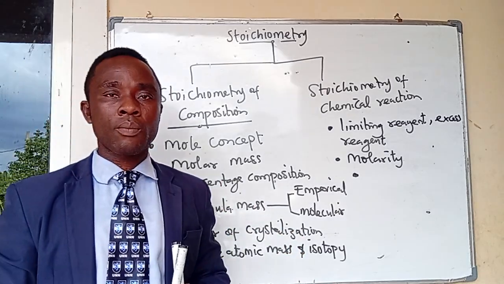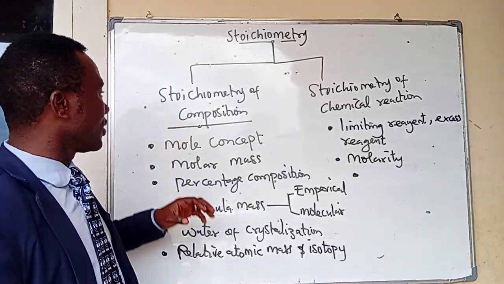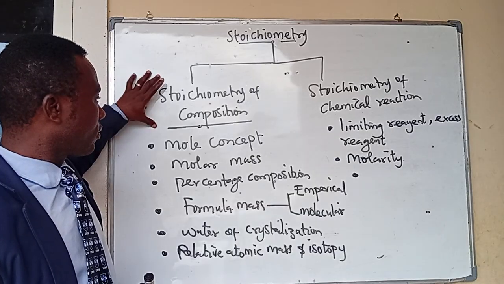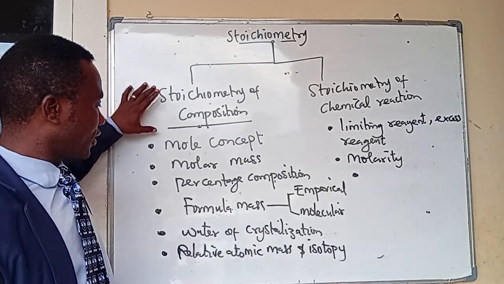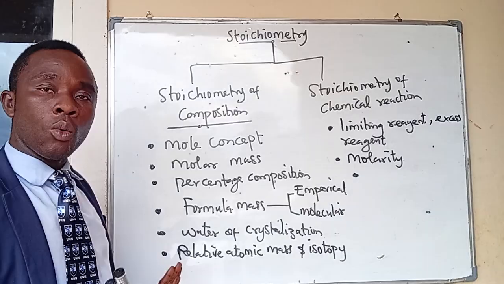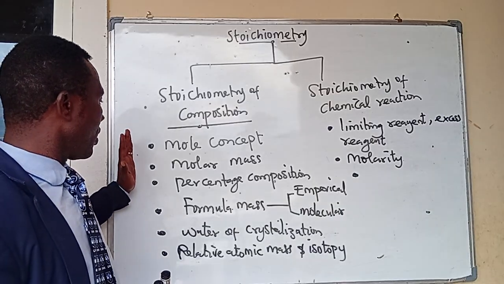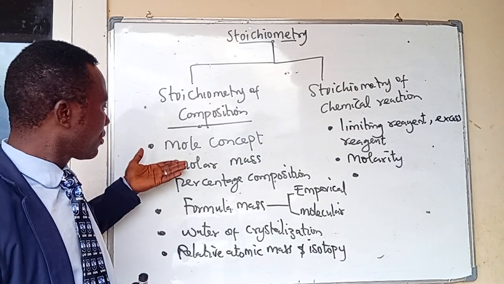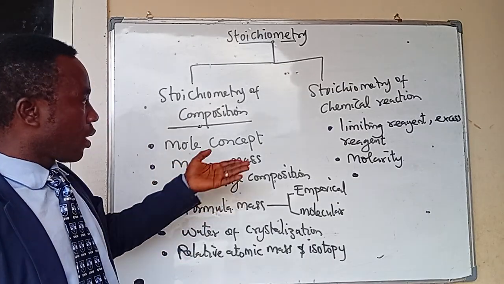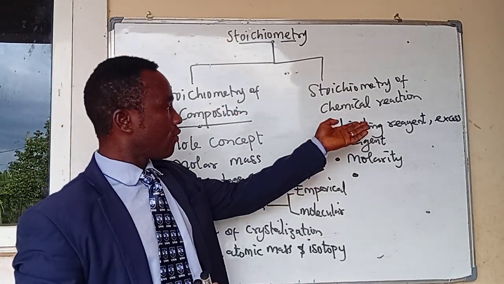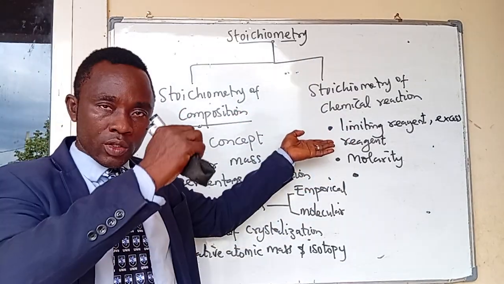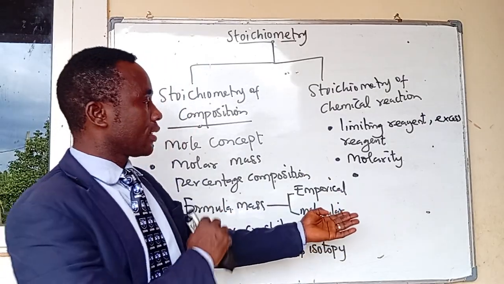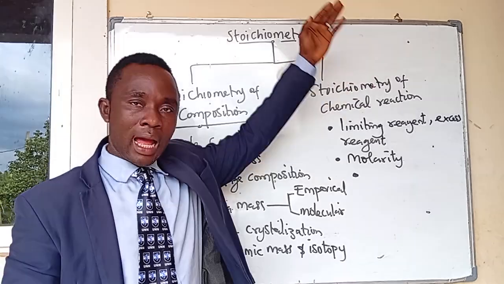But what I want to do is to take them one by one. I want to start with stoichiometry of composition, taking them one by one in a way that will be sequential from one to another. Then when we come to stoichiometry of chemical reaction, I will also list all of them. The board here will not allow me now, and I don't want to clean, so I will take this one and list all of them.